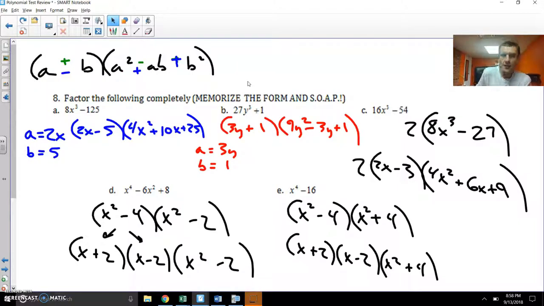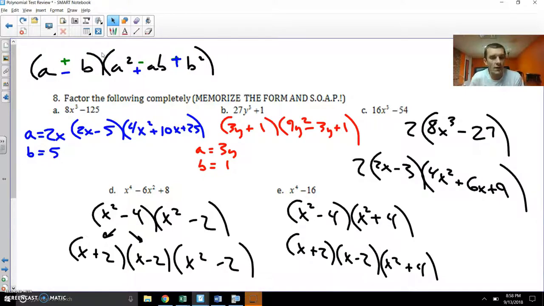So factoring, we did a little bit of an extra push this chapter talking about cubics. So you have to kind of memorize this form, (a ± b)(a squared ∓ ab + b squared), and then SOAP stands for same, opposite, always positive. So if you've been in class, that's something that hopefully you remember us talking about.